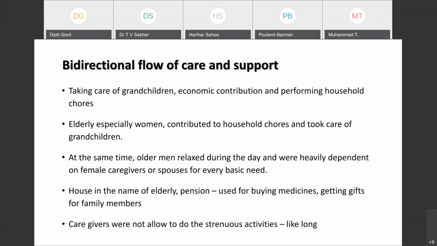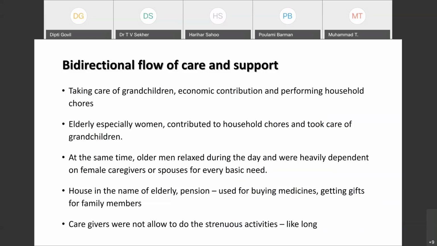The dissimilarities by gender were very much visible in the daily routine activities. The elderly women tried to help in the household work in spite of health problems, while the elderly men spent their time relaxing and being hugely dependent on female caregivers for all basic activities. This leads to the concern of a strong gender divide in care perception.